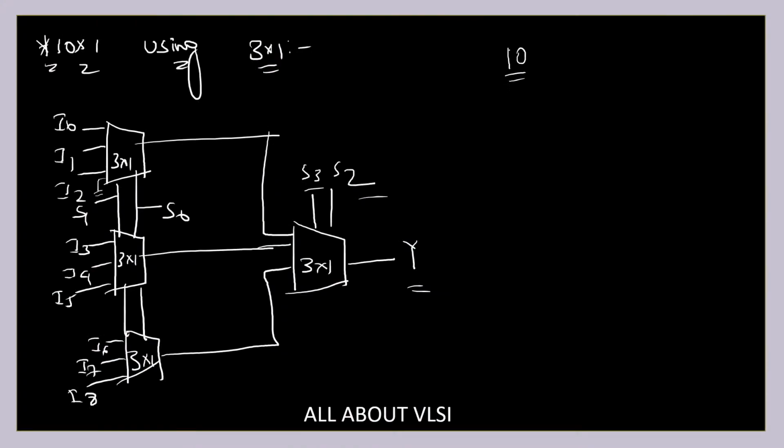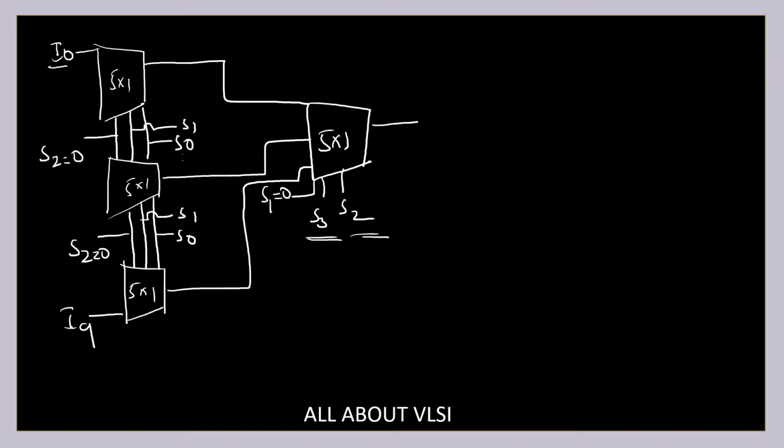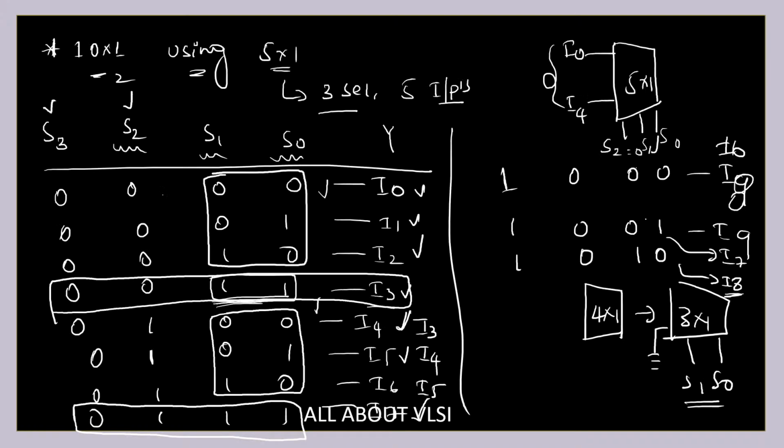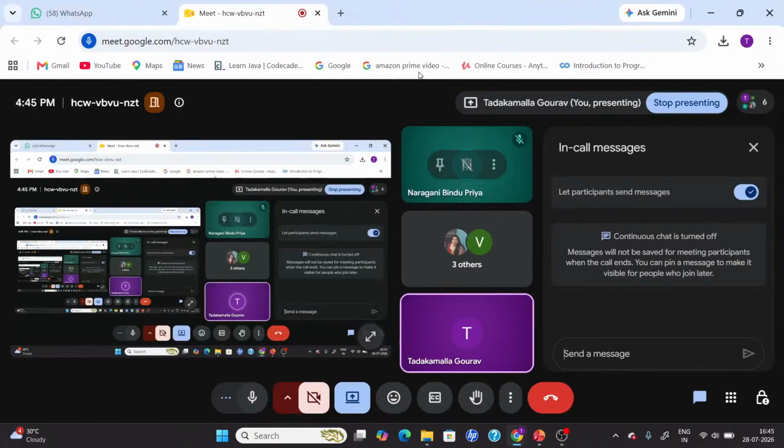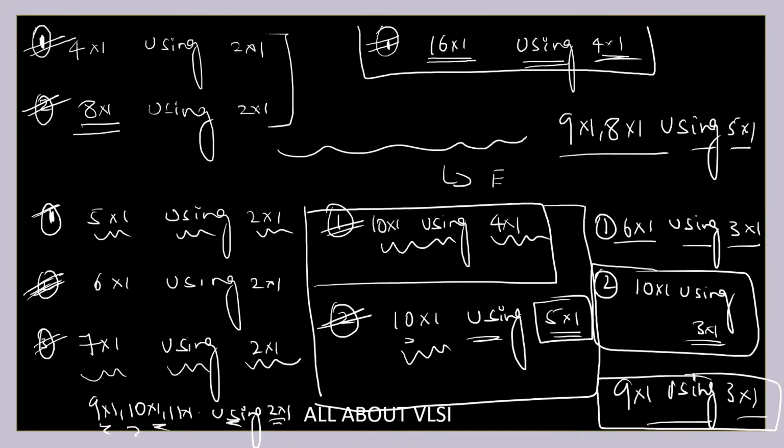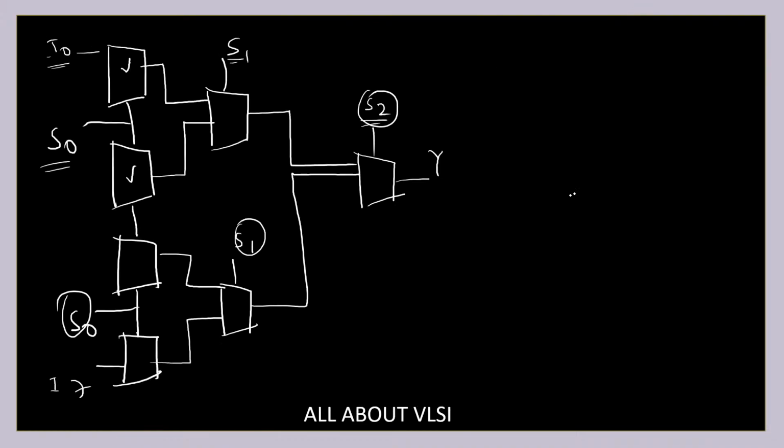So this is how we are going to build 10 cross 1 using 5 cross 1 and 10 cross 1 using 3 cross 1. Okay. Now, this was about my 10 cross 1 using 3 cross 1, and 9 cross 1 using 3 cross 1 also, the same method you can implement. Now, let's say I want to implement a 6 cross 1 using 3 cross 1.